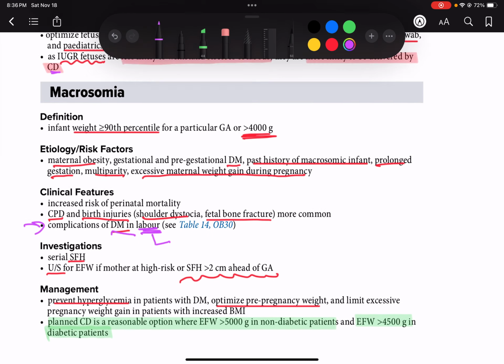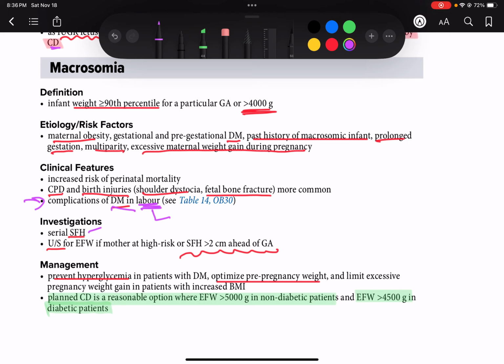And how would you investigate macrosomia? You would just do serial symphysiofundal heights, you do ultrasound, and if the symphysiofundal height is more than 2 centimeters ahead of gestational age, of course they are at high risk of macrosomia.